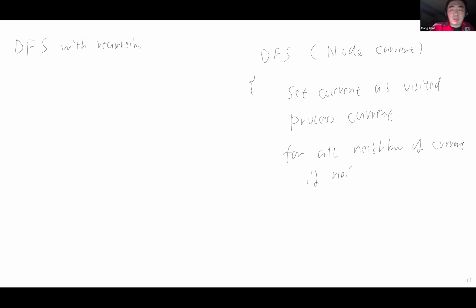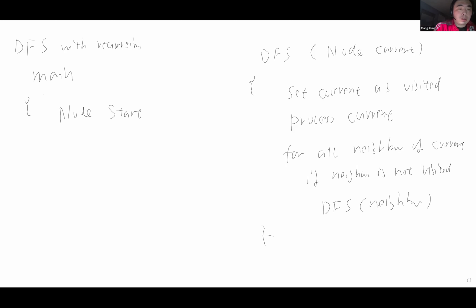If the neighbor is not visited, then just call DFS on the neighbor. Then in your main method, you can basically say, you have a node start, then you call DFS start.